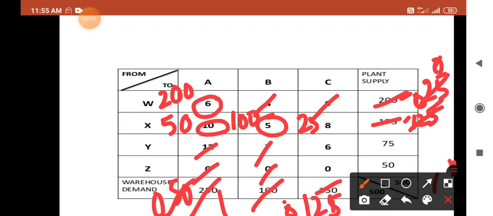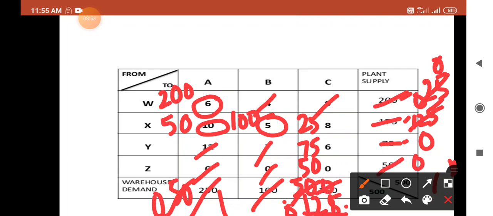Next we'll select 6 and we allot. There is 75 and 125. Minimum is 75. So 75 minus 75 is 0. 125 minus 75 is 50. The last cell that's remaining is 0, and to it we allocate 50. There is 50 here, here 50, 0, 0.